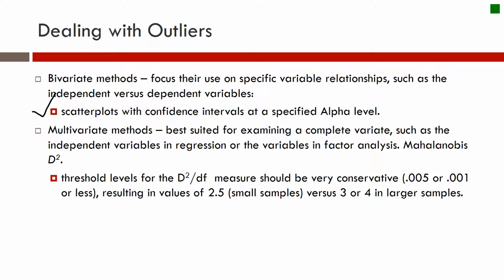The other thing that we look at when we deal with multivariate considerations, like if we have lots of variables together, like in a regression or something like that, then there may be a case that is abnormal, and that abnormal case would be an outlier.